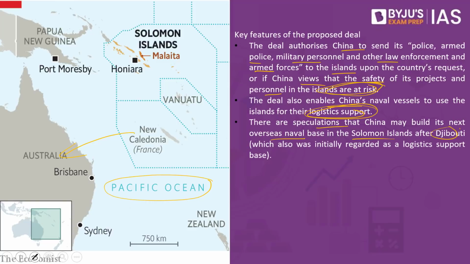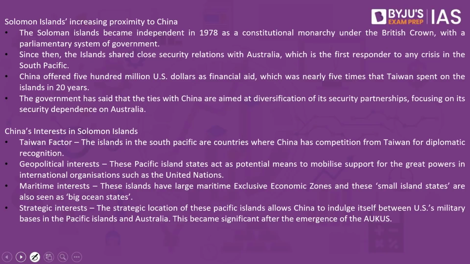Now let's understand some of the background information as to why Solomon Islands is increasing proximity towards China. When we speak about Solomon Islands, up until 1978, it was under the control of the United Kingdom. Much prior to that as well, Germany had control of Solomon Islands. Japan also had control over this particular island, and finally it came back under the control of the United Kingdom. So Solomon Islands became independent in 1978 as a constitutional monarchy under the British Crown with a parliamentary system of government. And after it became independent, it also had close ties with multiple countries.